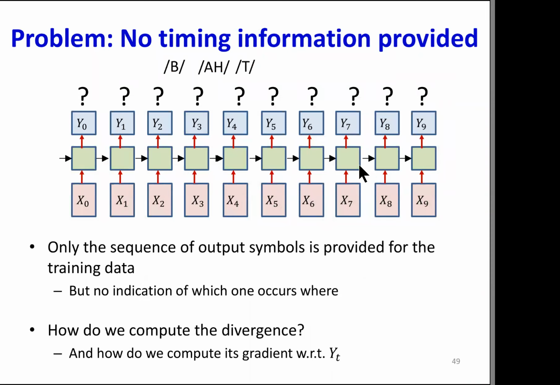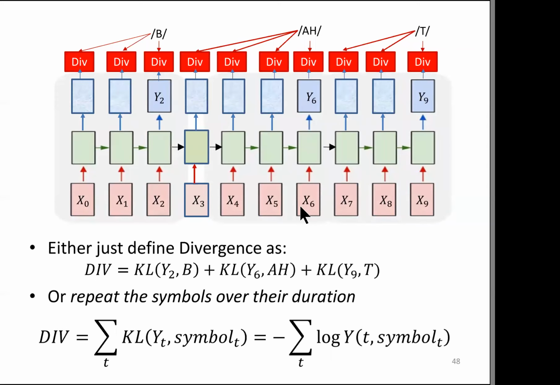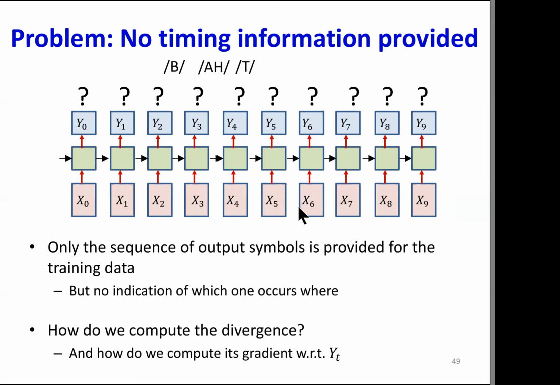Because we are dealing with a different problem here, which is when you're actually given training data, nobody ever tells you exactly at what instance each output symbol occurred. They're going to say, for example, here's a recording of the sound of the word but. They won't tell you B ended at time 2, A ended at time 6, and T ended at time 9. So in this case, how do I compute the divergence? Here, of course, computing the divergence was easy because I have the alignment. But now I no longer have the alignment. So how do I compute the divergence?